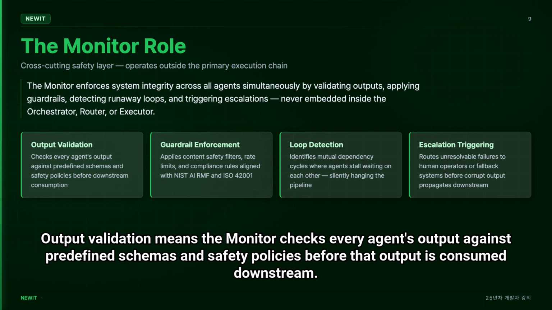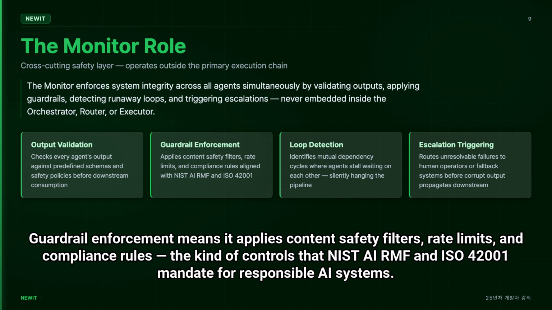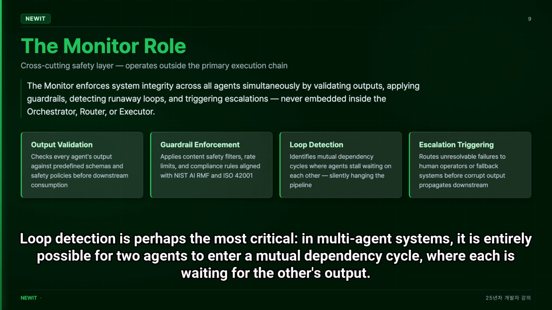Output validation means the monitor checks every agent's output against predefined schemas and safety policies before that output is consumed downstream. Guardrail enforcement means it applies content safety filters, rate limits, and compliance rules, the kind of controls that NIST AI RMF and ISO 42001 mandate for responsible AI systems.